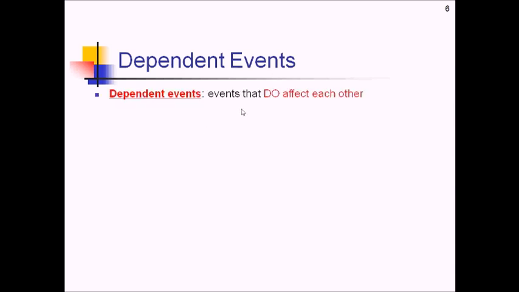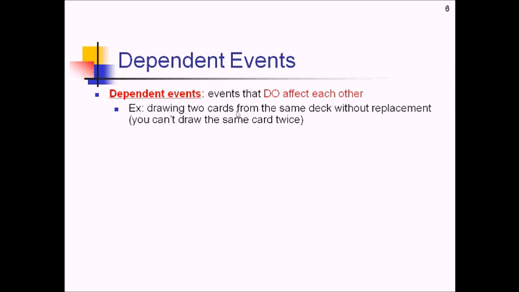Dependent events are events that do affect each other. So for example, drawing 2 cards from the same deck without replacement, because you can't draw the same card twice. So if I draw the Jack of Spades on the first round, that affects my chances of drawing that same Jack again. Namely, my chances are now 0.